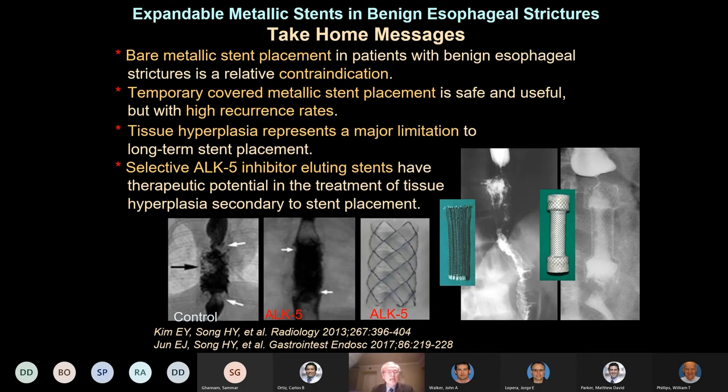We developed a selective ALK-5 inhibitor eluting stent. This is the covered eluting stent and has therapeutic potential in the treatment of tissue hyperplasia secondary to stent placement. For example, this is the ALK5 inhibitor eluting stent, and we placed the stent in the rabbit esophagus. This is a 2 months follow-up study. Exactly like a patient, you can see strictures above and below the stent. This is the food material. This is a control stent, but the drug stent shows an excellent result. No strictures above and below the stent.